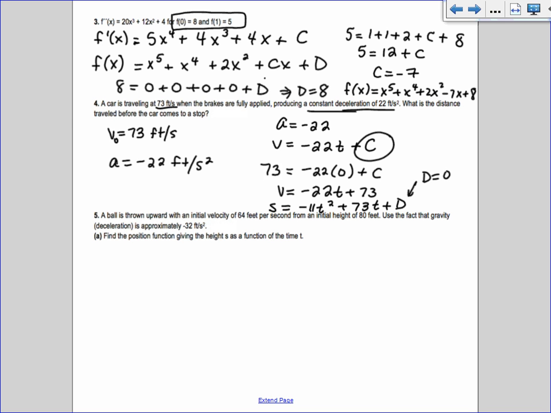Okay, so the question is, we want to know how long it takes before the car comes to a stop. So what am I going to do? Any ideas? Set what equal to 0? The velocity, right? You want to find when the velocity is equal to 0. So I'm going to set my velocity equal to 0. So I have 0 equals negative 22t plus 73. So I subtract my 73 over, and then I divide by a negative 22. So I get positive 73 over 22, because I have negative divided by negative.